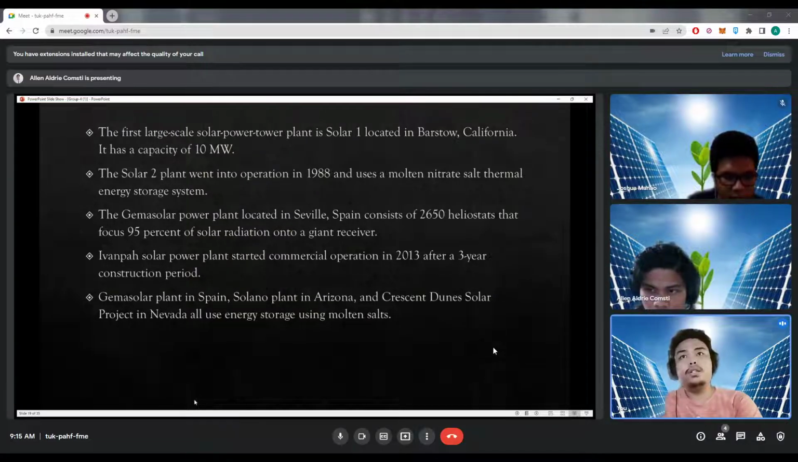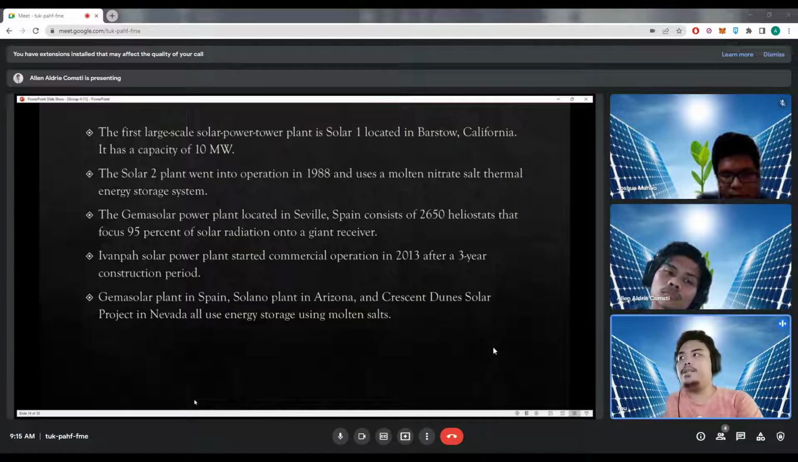The total cost of the Solar One plant is $14,000 per kilowatt, which is 5 to 10 times greater than the cost of electric power stations that run on fossil fuel and other renewables.